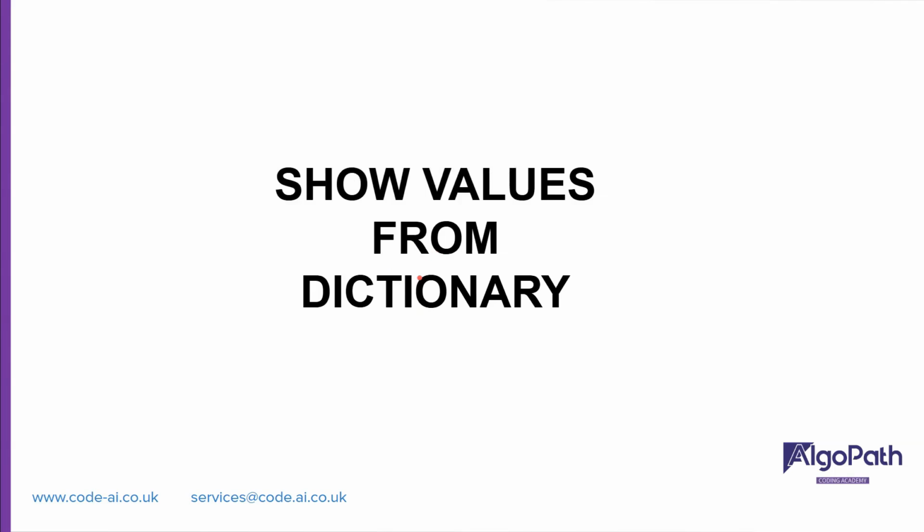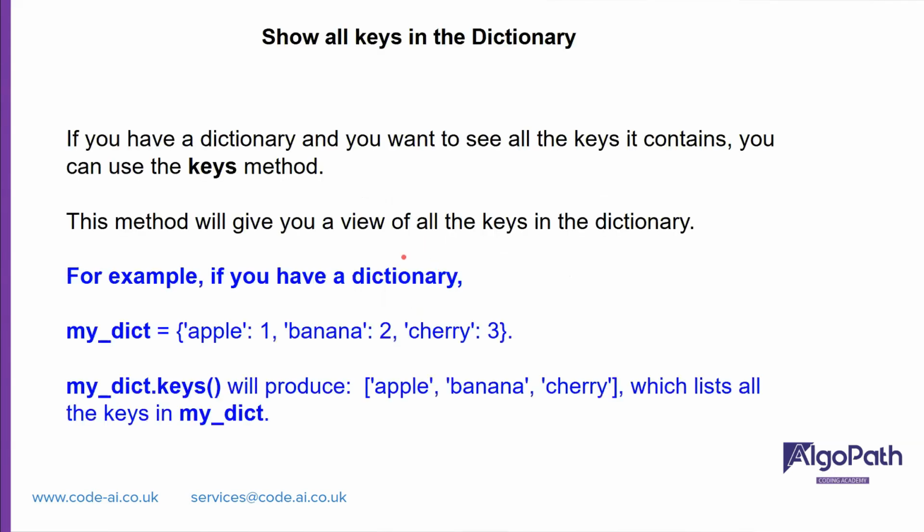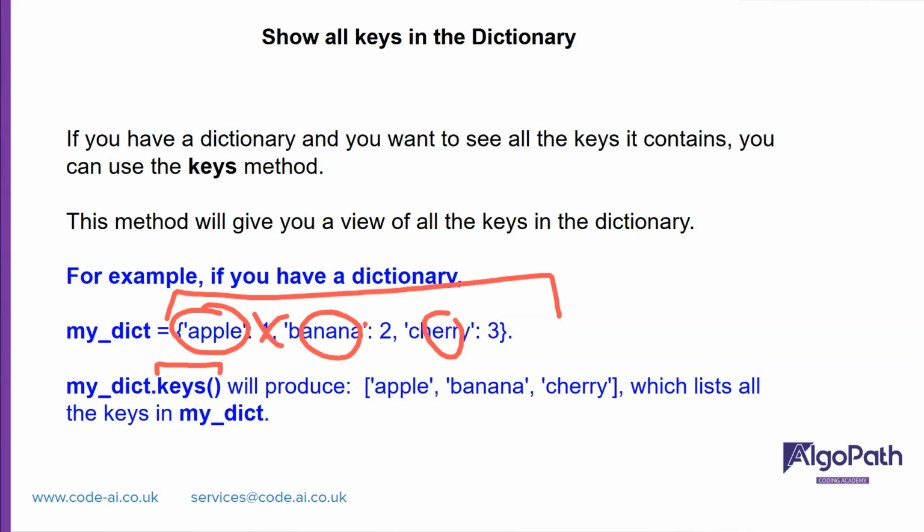Show values from a dictionary. How do we show all the values? Well, there's a couple of ways of doing this. As you saw from previous examples, all you have to do is just print the actual dictionary, and that will show you the values. But another nice way of looking at the keys is to actually use a function called keys. And what this does, this will show all the actual key values only. So in this particular dictionary here, it's going to show me apple, banana, cherry, without showing me the values of those keys.